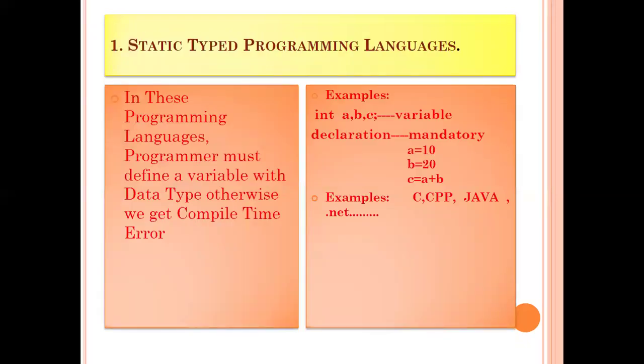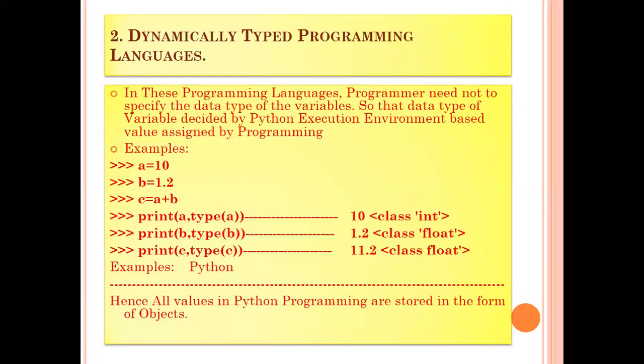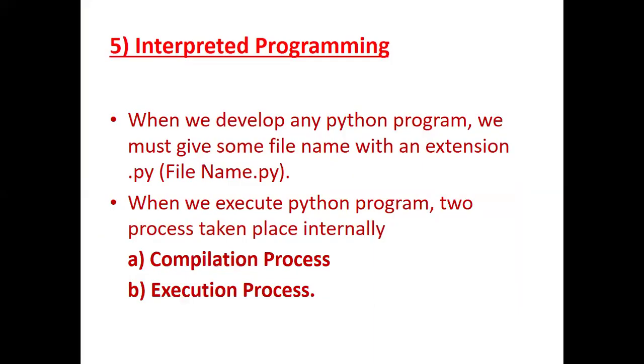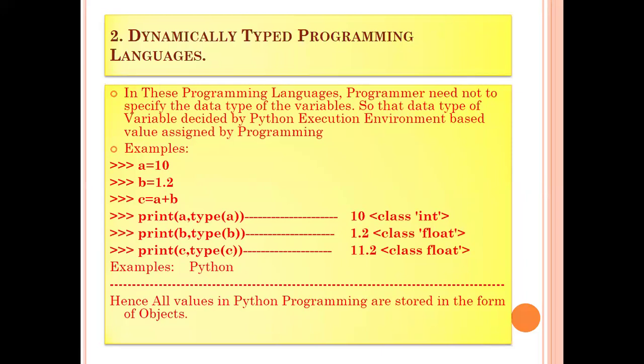Now, see, in this static type programming language, it is mandatory to specify the variable. Like this is int A, B, and C. This is an integer variable. Declaration is again mandatory. A is equal to 10, B is equal to 20, C is equal to A plus B. Examples in C, C++, Java, we need to declare the variable. Whereas if we talk about the dynamically typed programming language, which is what Python is, here I'm writing A is equal to 10, B is equal to 1.2, C is equal to A plus B. Got the output. This is an integer value, this is a float value, and this is again a float value. So the data type of the variable is decided by the Python execution environment based upon the value assigned by the program.